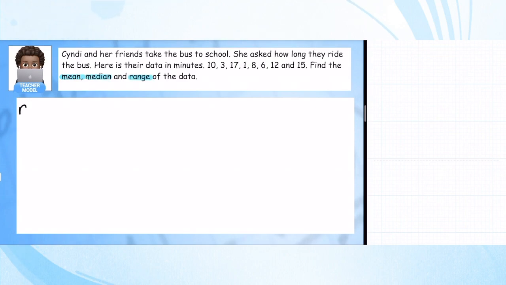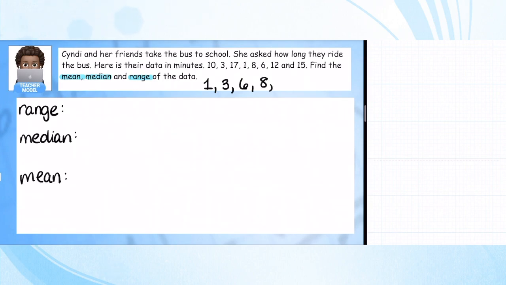So I'm going to put it in the order that makes the most sense. We're going to do the range first, then the median, and then the mean. 2 of these will require that the numbers are in least to greatest, so I'm just going to set it up that way anyway. So I'm going to rewrite the numbers. Let's see, I want to make sure I have them correctly. Okay, there you go. We'll start with range.